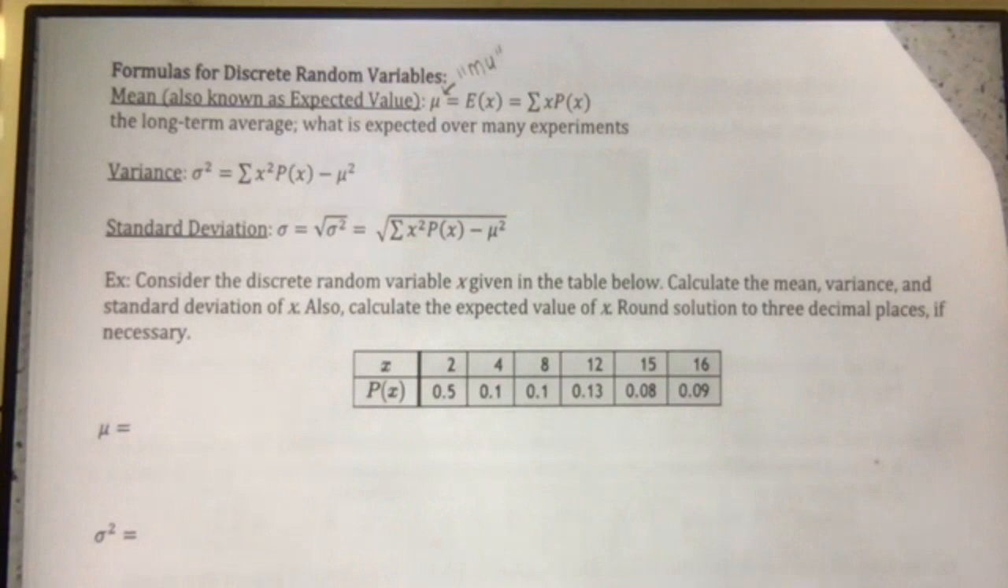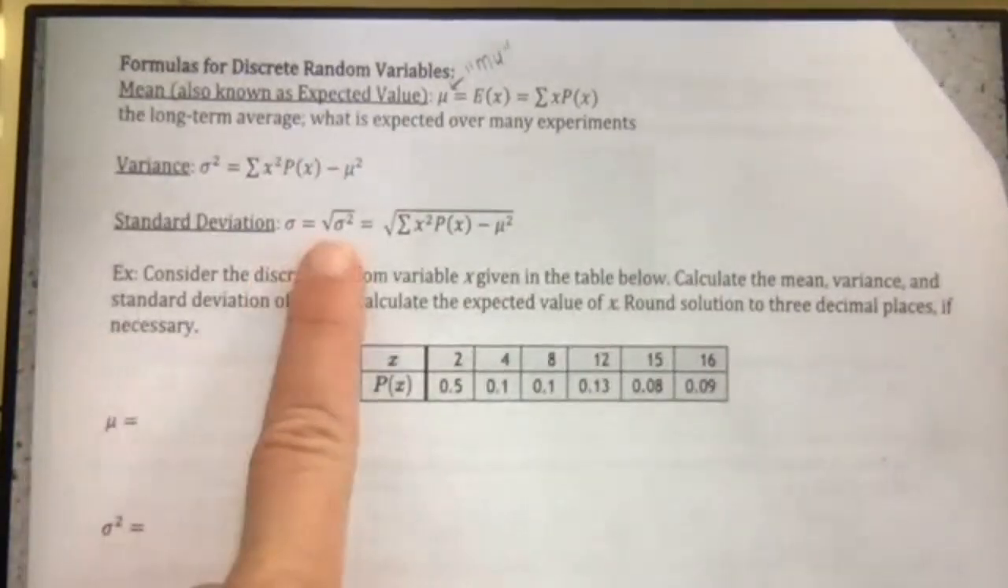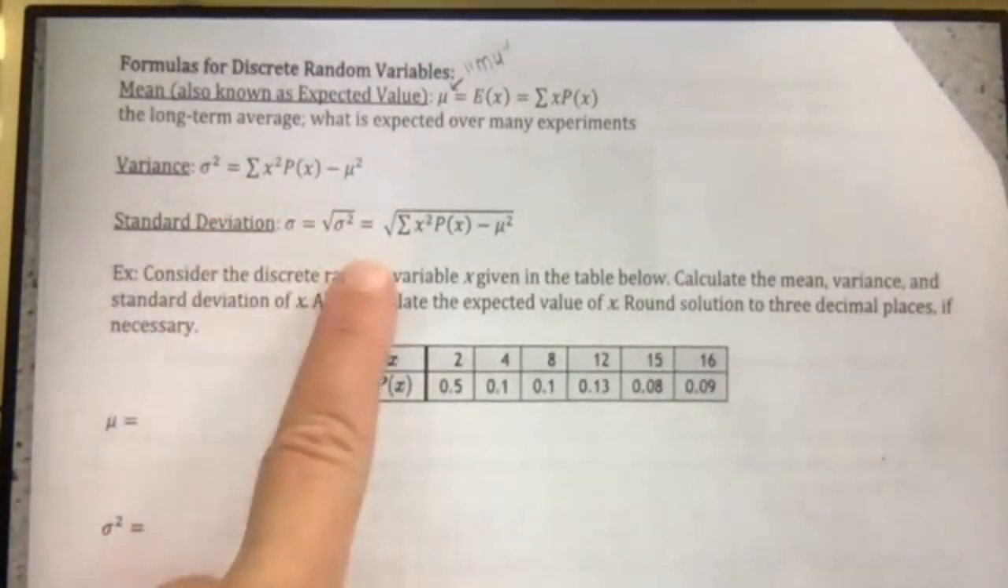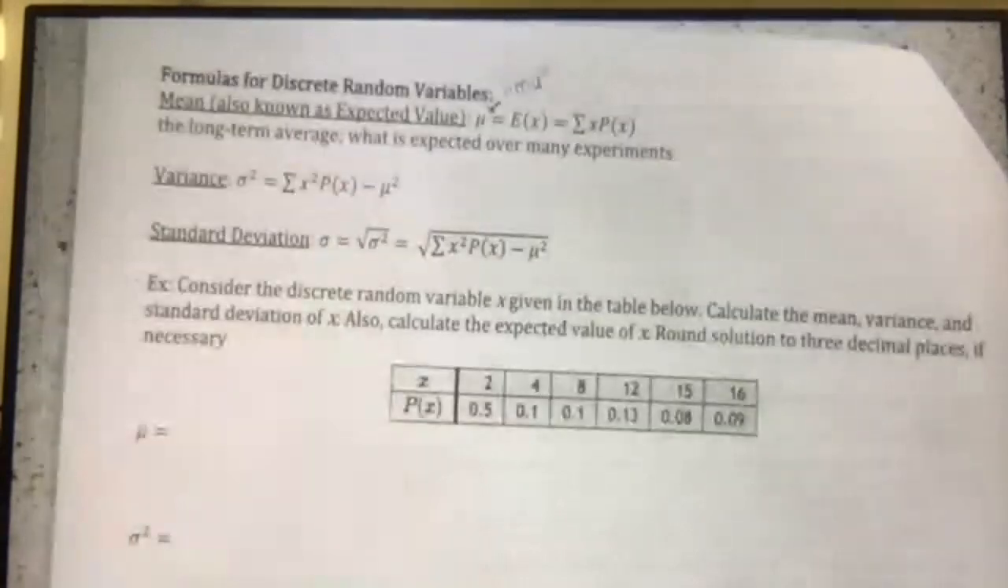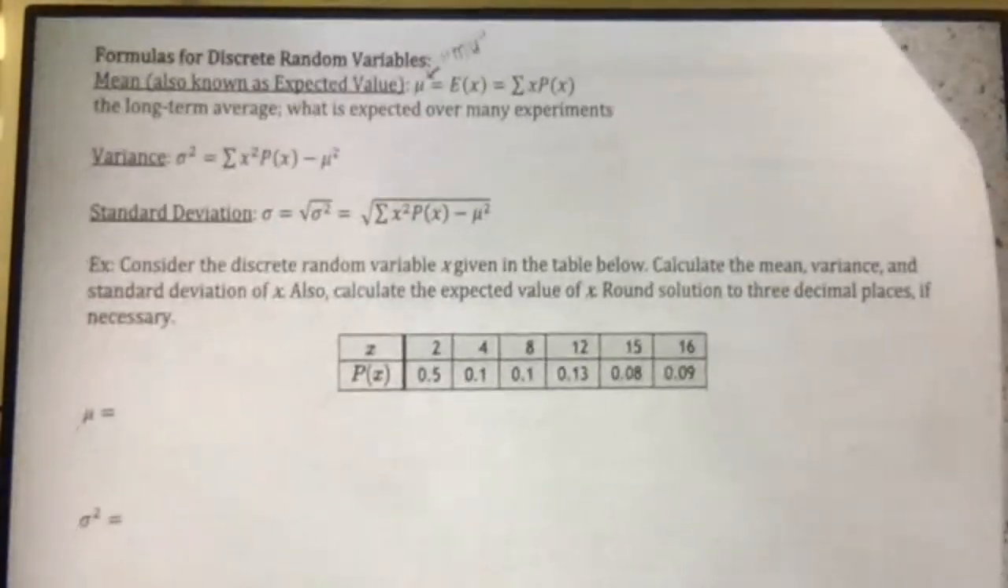Our variance, we use sigma squared, which is the sum of x squared times p of x, minus mu squared. And our standard deviation is just the square root of our variance. So it's sigma, the square root of sigma squared, the square root of this formula. All these formulas are on your formula sheet. They are also on your calculator. So let's go for it.